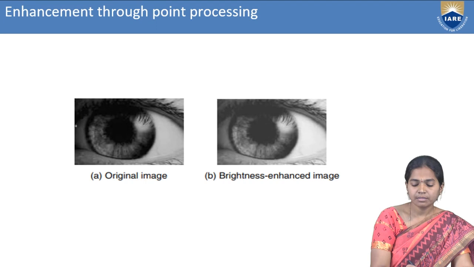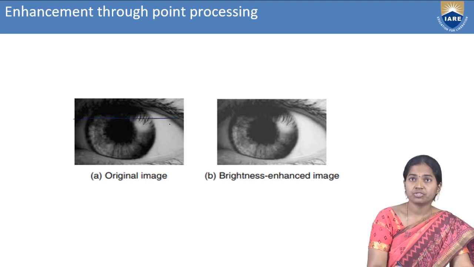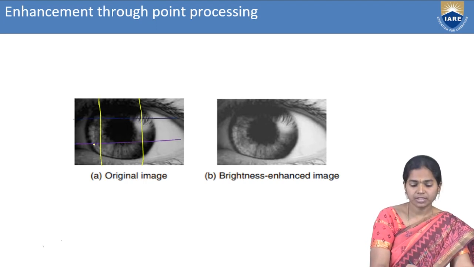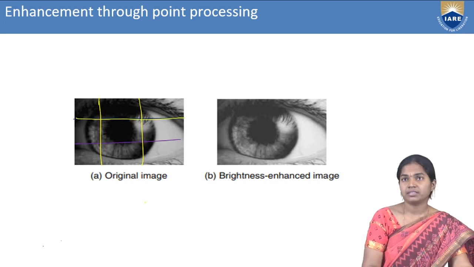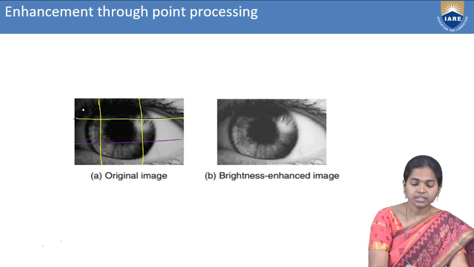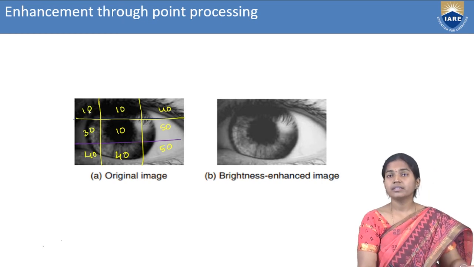For example, consider this image. It is a 3 by 3 image. The first row is 20, 30, 10, then 10, 50, 50, then 40, 40, 40, 30, and 10, 10. These are the pixel values.